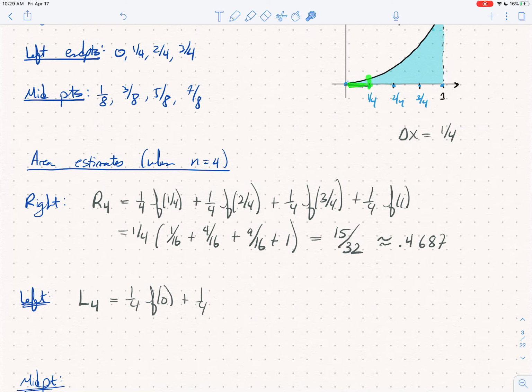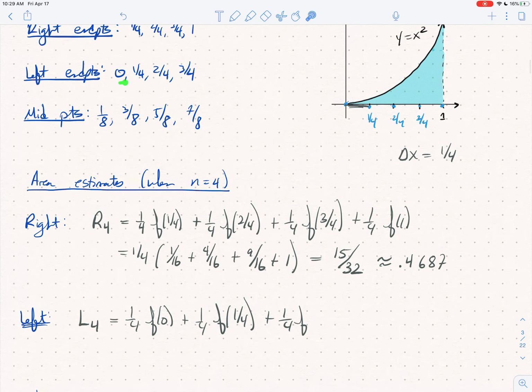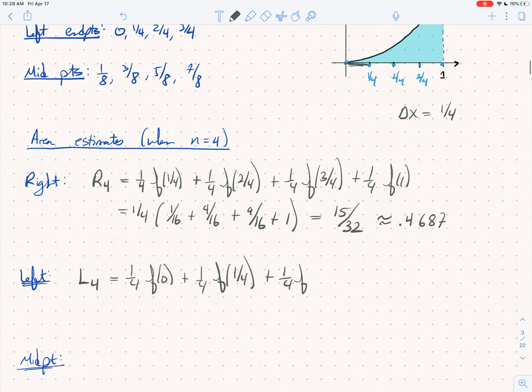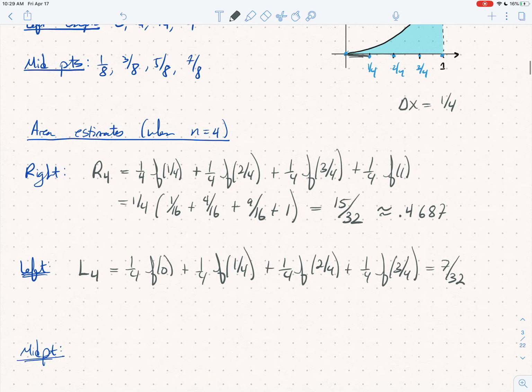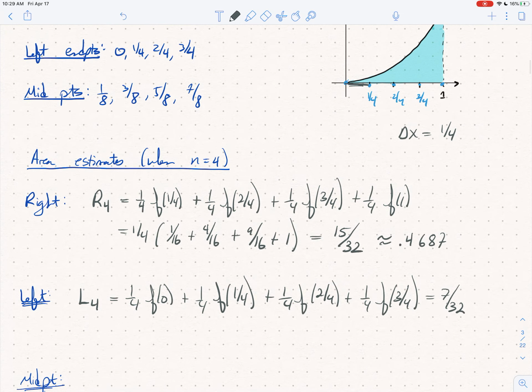Then the next one, the left endpoint is 1/4, and then we're going to say times the width. So 1/4 times f of 1/4, plus 1/4 times f of 2/4, plus 1/4 times f of 3/4. I'll let you work out the details, but you can actually estimate this, and you're going to get 7/32, which is quite a bit smaller. And you can see we're underestimating everywhere. When we use left endpoints, we're underestimating.